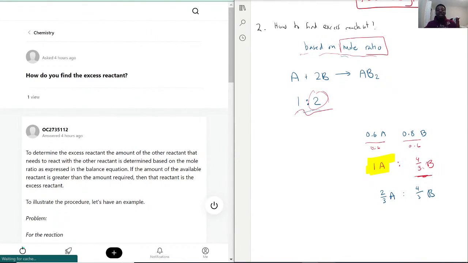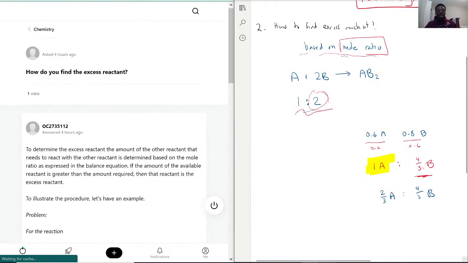So in summary, to find excess reactant, it's not just looking at the moles, and it's definitely not looking at the mass. You want to look at the mole ratio, and the only way to really find out if it's excess is by comparing it to the original formula. Sometimes you are given the formula or you have to construct it yourself. Either way, you have to refer to that in order to find out what your excess reactant is, because you're comparing the mole ratios.